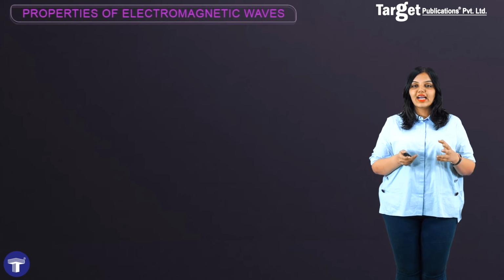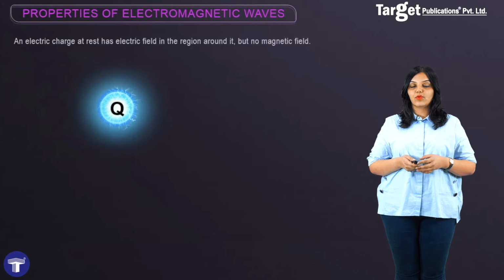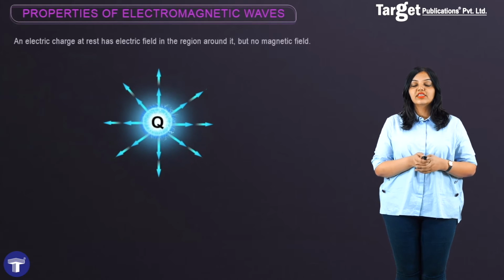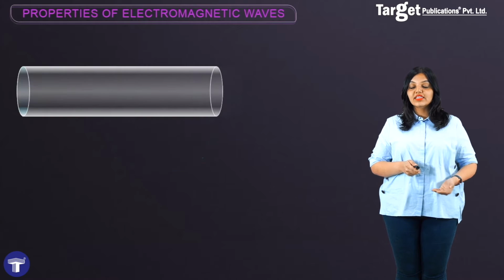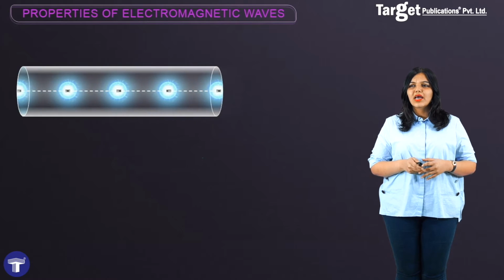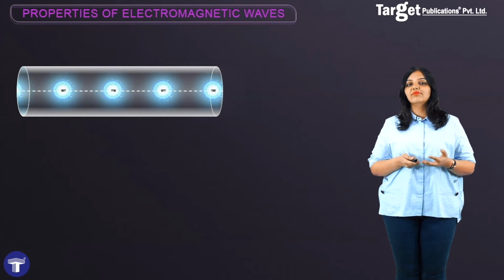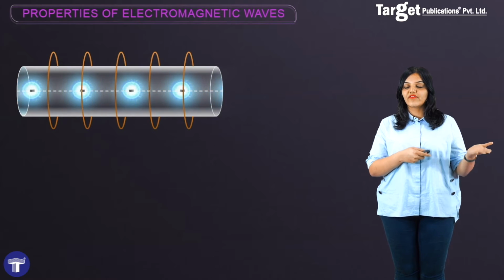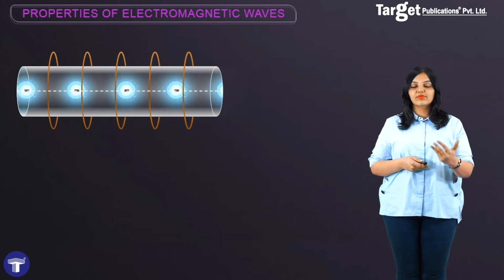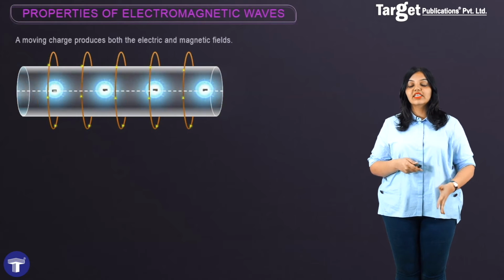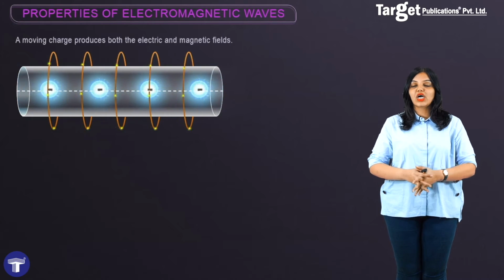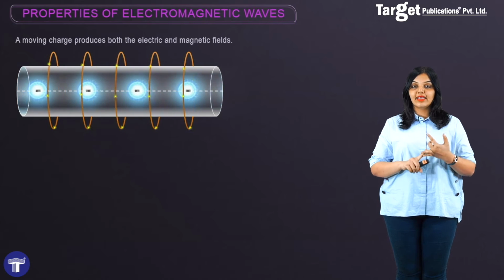So now let's quickly outline the properties of electromagnetic waves. Now we know that an electric field is produced by a stationary charge. However, if the charge is moving, this gives rise to a magnetic field. But just because the charge is moving doesn't mean that it no longer has an electric field. And therefore we say that a moving charge not only produces an electric field but a magnetic field. That is, currents or moving charges produce both magnetic and electric fields.